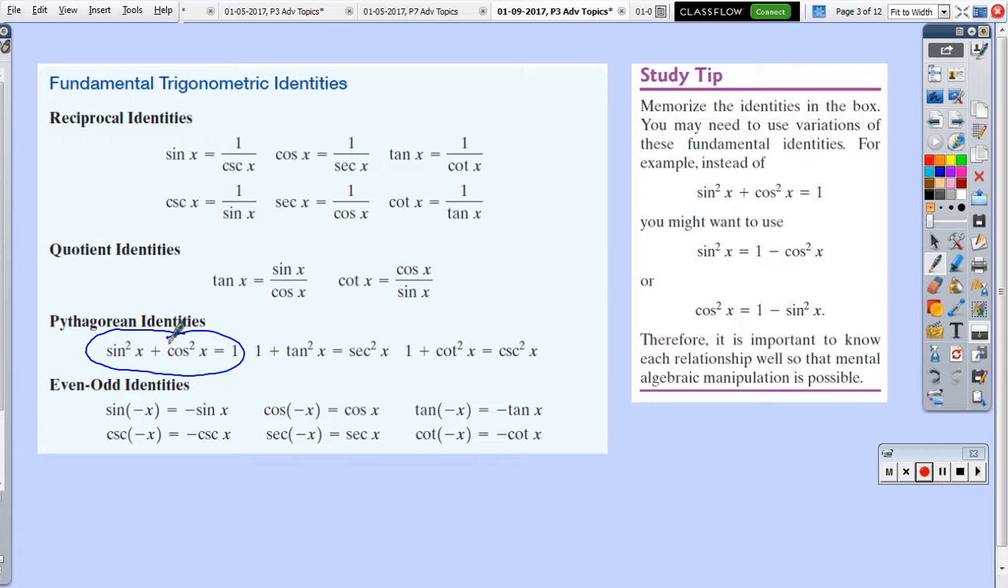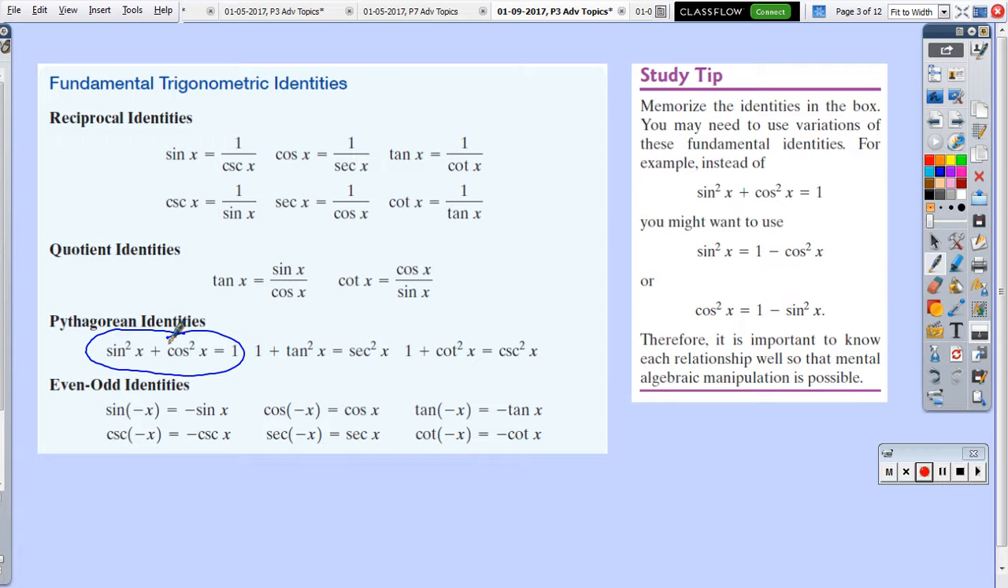I did show you guys a few months ago how to derive these other 2. So if I were to divide each side of this equation by the sine squared x, I would have 1 plus tan squared x equals secant squared x. Pardon me, I would have this one if I divide each side by cosine squared x.